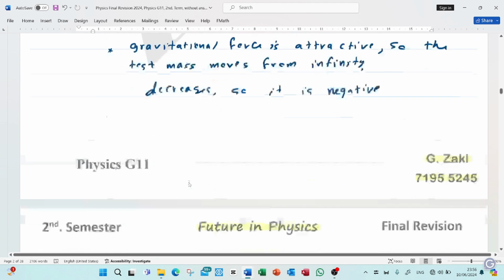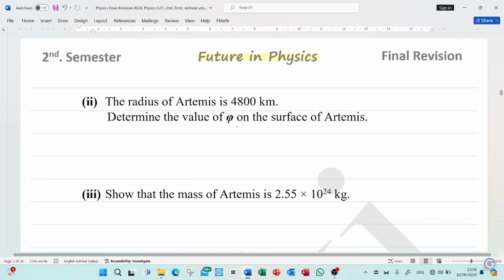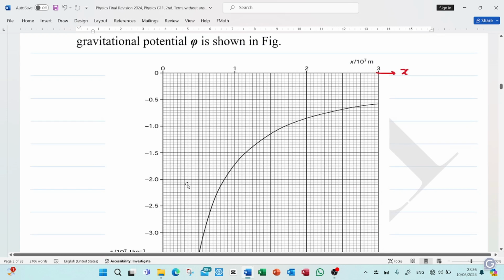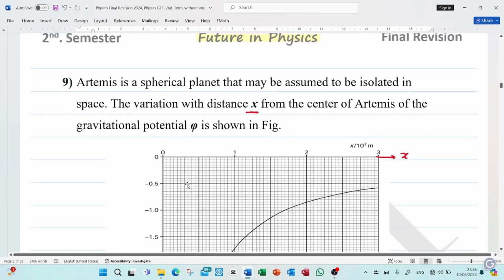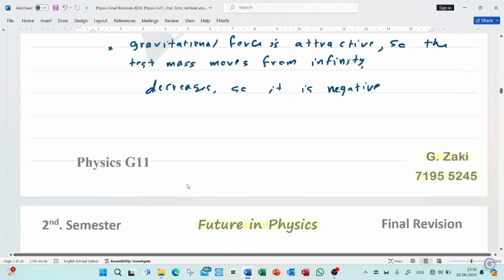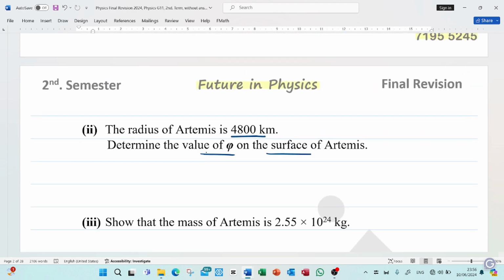Next question. The radius is 4800 kilometers. So this is R. Determine the value of phi on the surface. Here, what is the relation between r? This is the distance here. This is x. We said this is the variation with distance x from the center. Now, what is phi on the surface? Now, we calculate here the radius. Now, the radius, we say R capital, is 4800 kilometers.